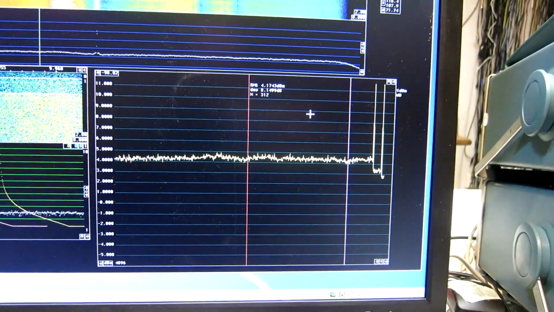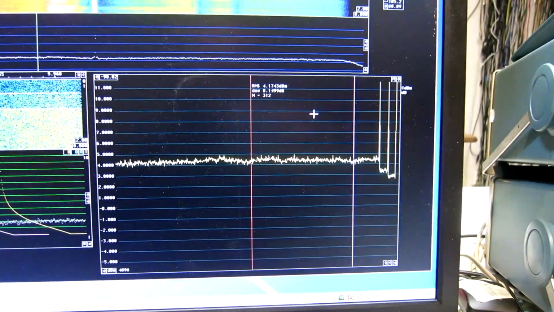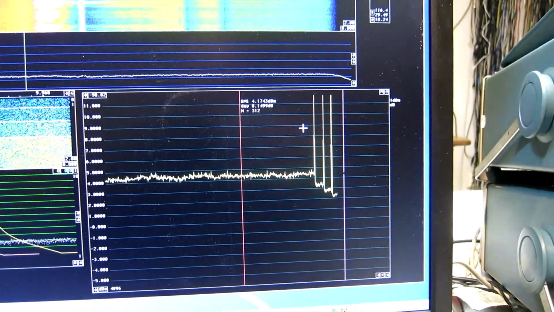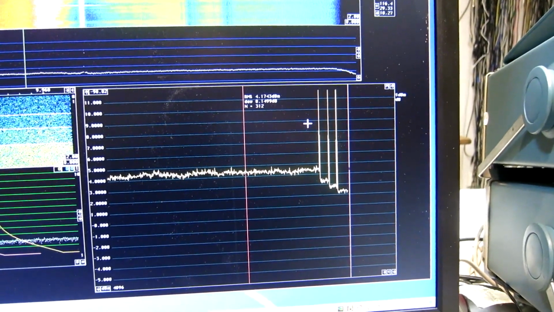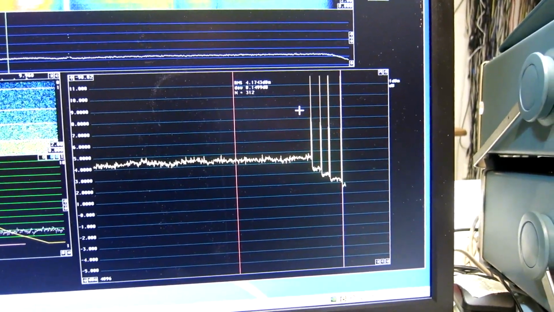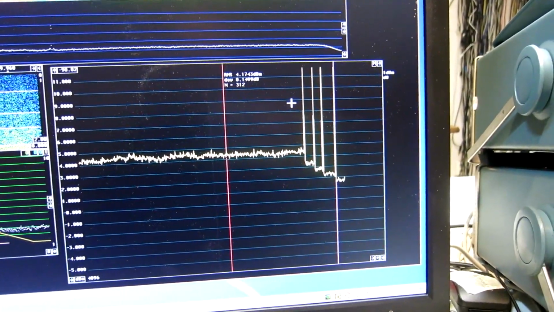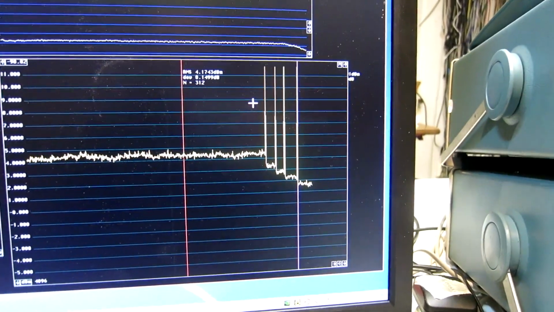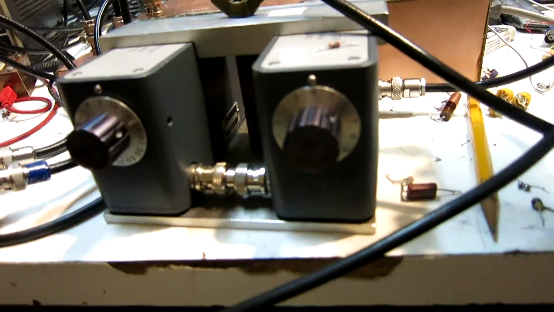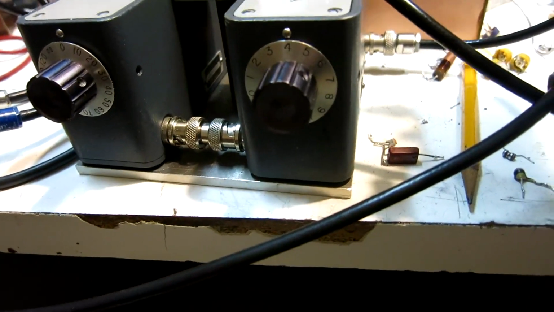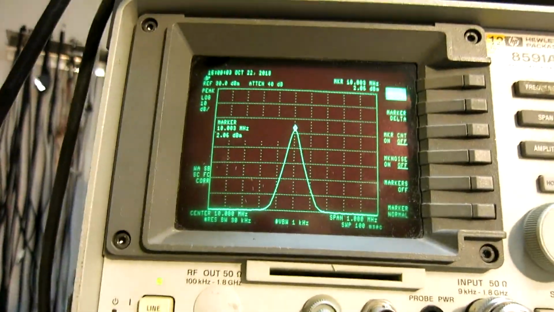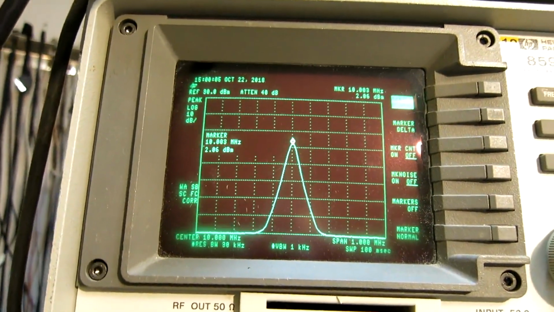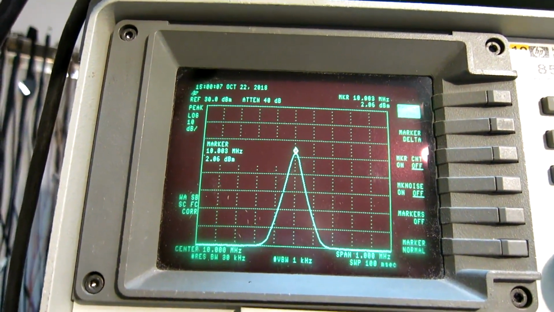1 more dB, 1 more, and again 1 dB. And I take the readings that I get here. That is with 4 dB of attenuation and a signal level 2.0 dBm.